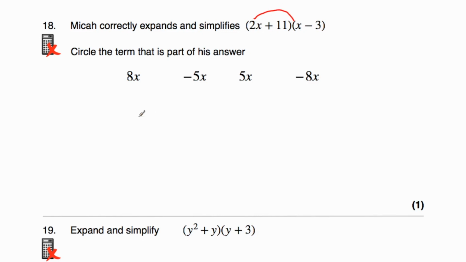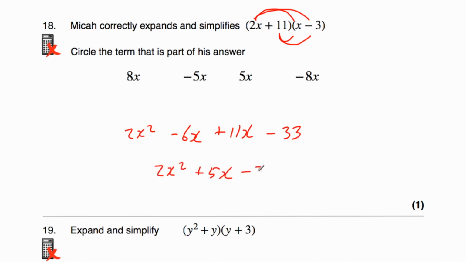So 2x times x would be 2x squared. 2x times minus 3, well 2 times minus 3 is minus 6, so that's going to be minus 6x. 11 times x, that's going to be plus 11x. And 11 times minus 3 would be minus 33. Now we need to collect our like terms, so here we've got minus 6x plus 11x. Well, if we had minus 6 and we add 11, well adding 6 brings us to 0, we've got another 5, so it's going to be 5x. So it would be 2x squared plus 5x minus 33.